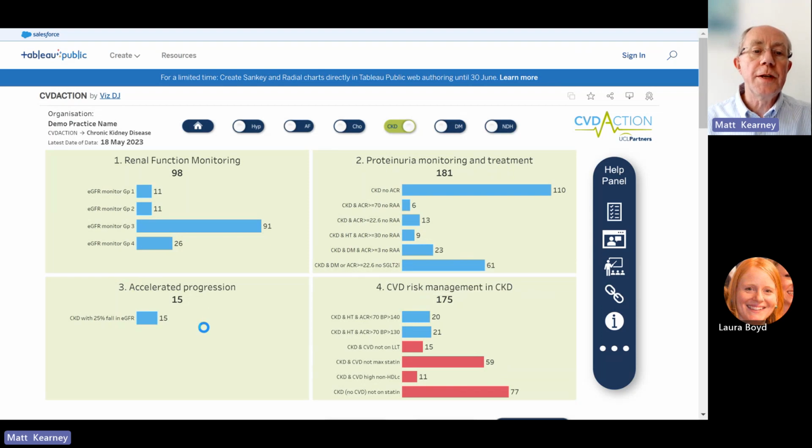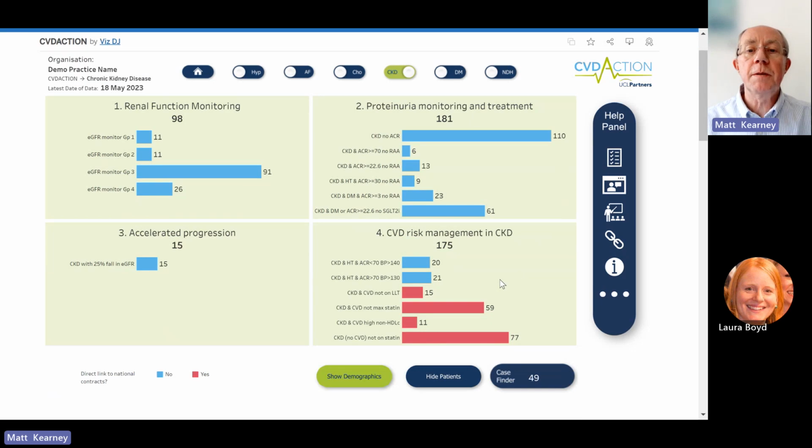CKD also includes accelerated progression, so identifies patients who've had a rapid fall in eGFR in the last year, who are urgent for referral for specialist care. And then again, the broader cardiovascular risk management in patients with CKD. So patients with CKD and hypertension, is their blood pressure well controlled? It varies depending on the ACR level.